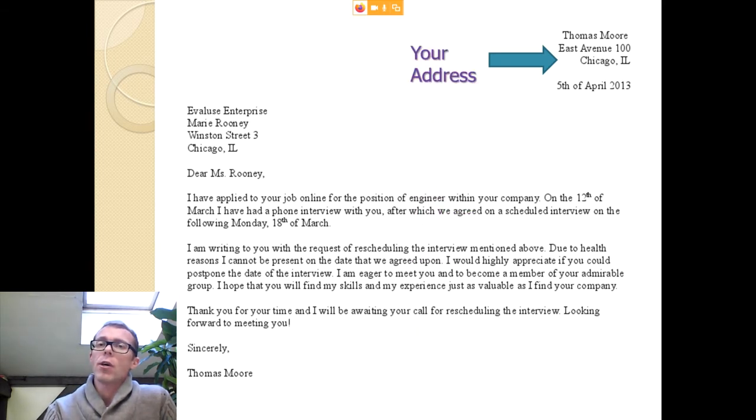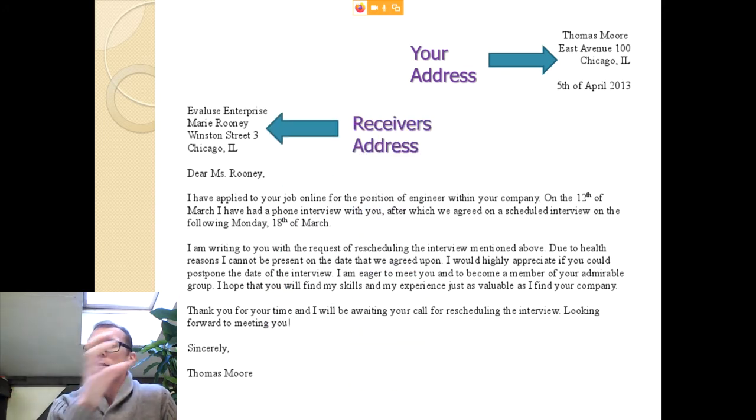But in real life, your address goes in the top right-hand corner, and the address of the one that you are writing to, the receiver's address, goes on the left side, right before the letter itself.